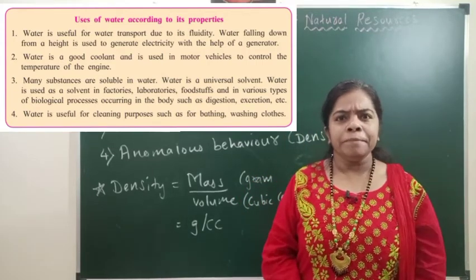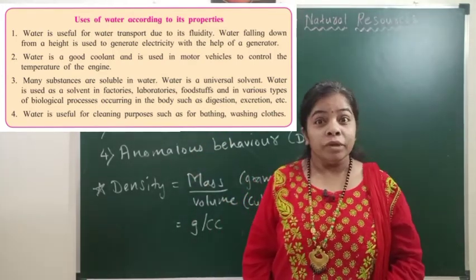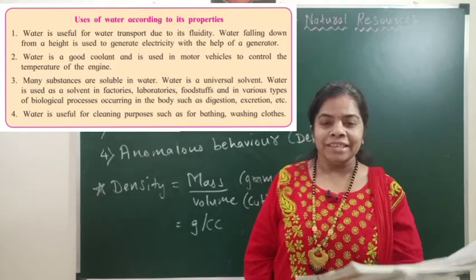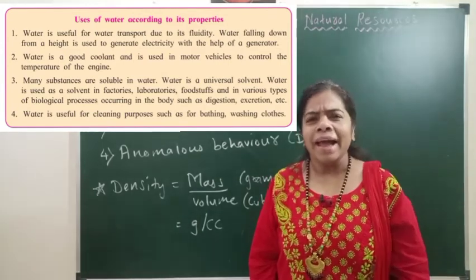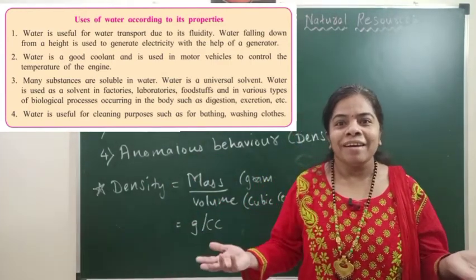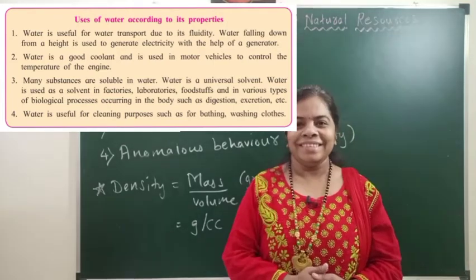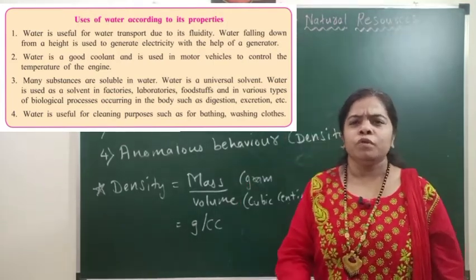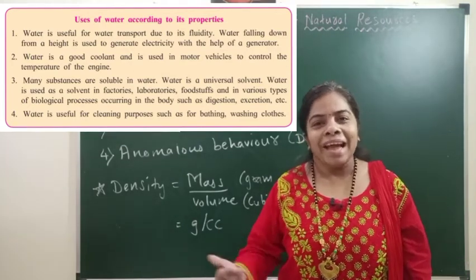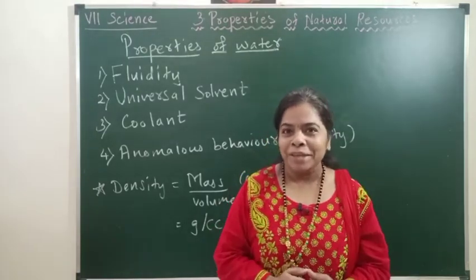Next property, water is a universal solvent. Because it is a universal solvent, it is used in factories, laboratories, foodstuffs, and in various biological processes which occur in our body and in the bodies of all living things. Next, water is also used for cleaning, taking a bath, and for our day-to-day activities. So children, here we finish the properties of water.